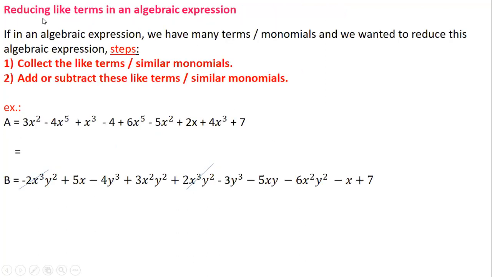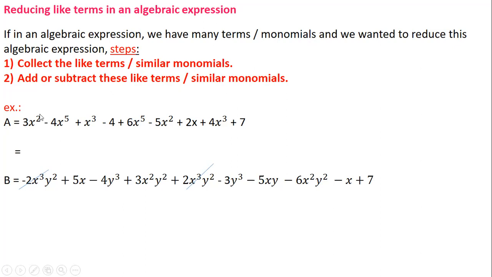Now, reducing like terms in an algebraic expression. If in an algebraic expression we have many terms or monomials and we wanted to reduce this algebraic expression, what should we do? First, we collect the like terms or the similar monomials as we used to do in algebraic expression 1, how to collect like terms, giving them the same marks. Then we add or subtract these like terms as we learned a moment ago.